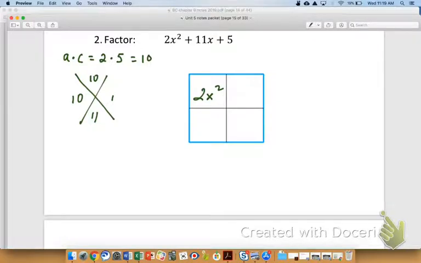What goes in the lower right? 11x. Nope. Nope. 5 goes in the lower right. It's just like the multiplication we did, right? Okay. And then what goes in the other two boxes?